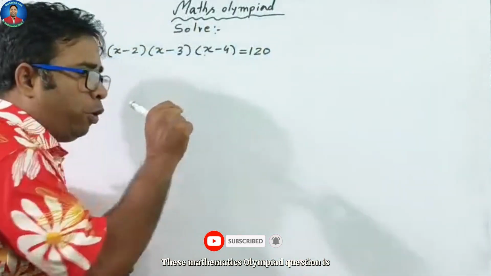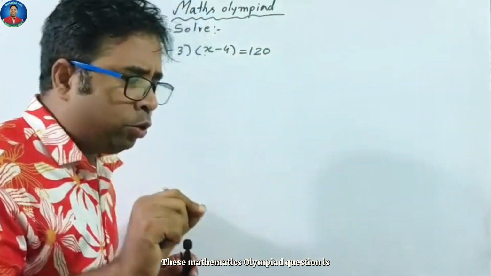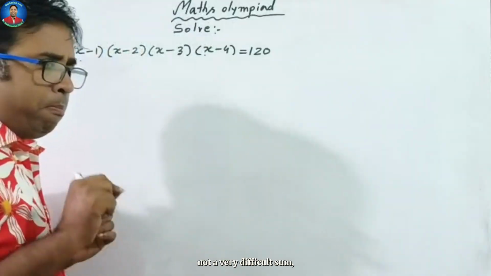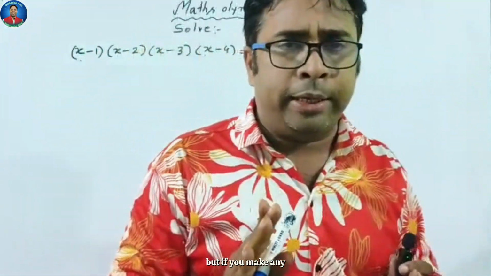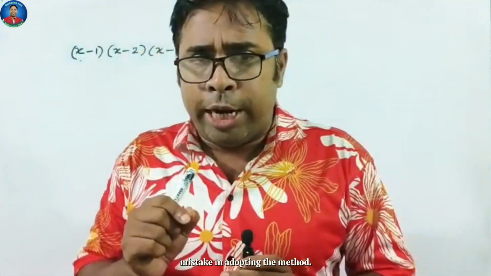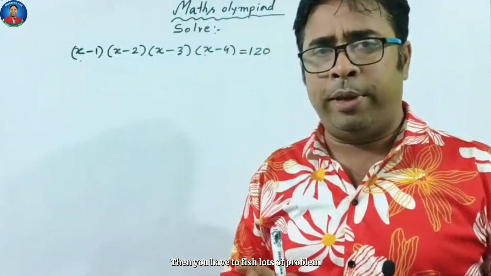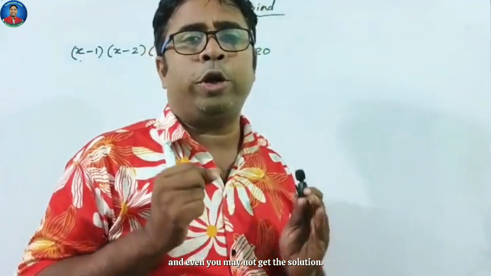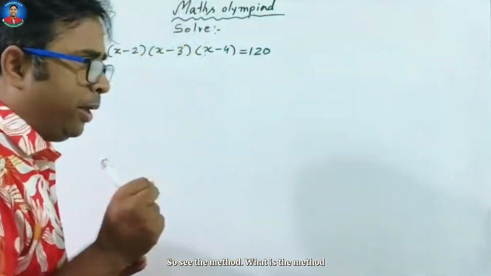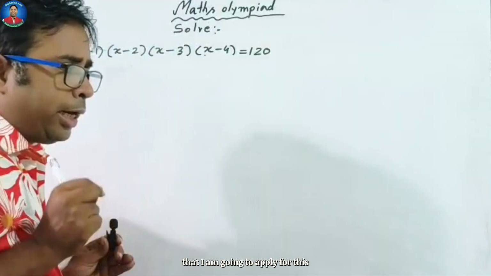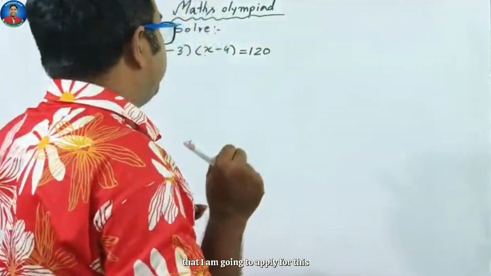This mathematics Olympiad question is not a very difficult sum, but if you make any mistake in adopting the method, then you have to face lots of problems and even you may not get the solution. So see the method. What is the method that I am going to apply for this sum?